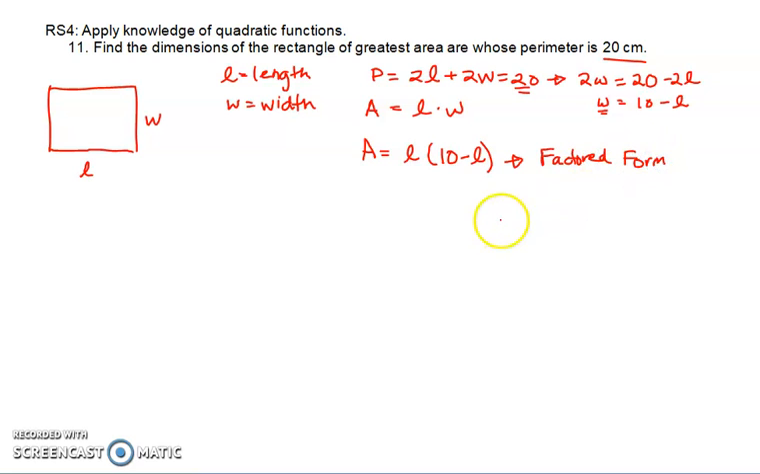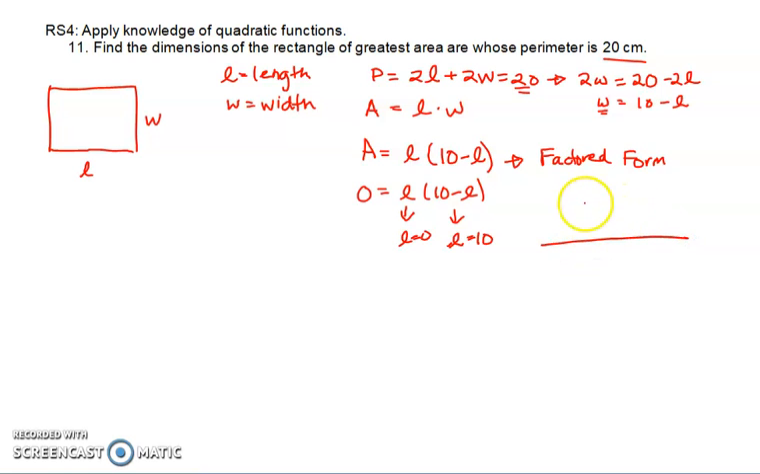Why is it important to recognize what form it's in? Well, in factored form, that tells you that if the area was 0, the length would be 0, or the length would be 10. So what? Why does that help us?